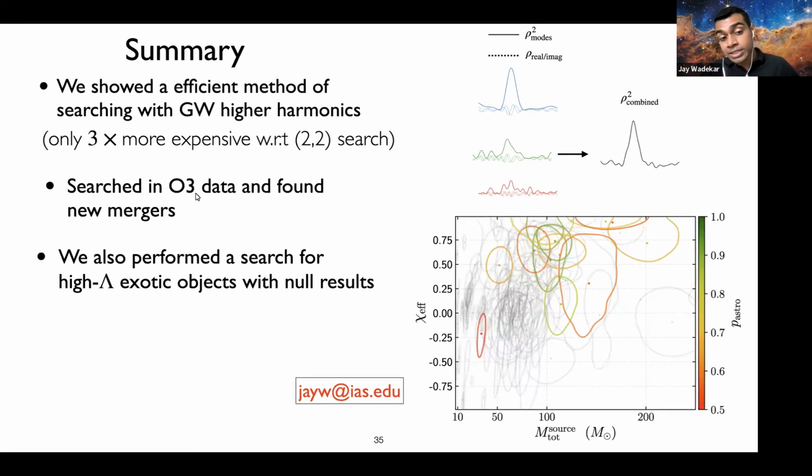Then we searched in the O3 data, the observation run 3 data, and found some new mergers, around 10 of them. And in the final part of the talk, I mentioned this new search with high tidal number objects, but we found null results. Okay, thanks.